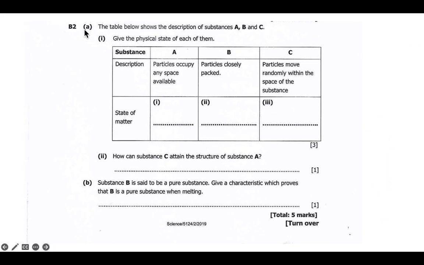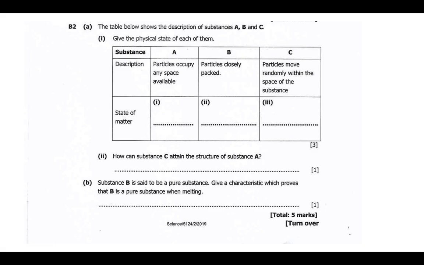So we have B2. Okay, so this is question A. The table below shows the description of substances A, B, and C. Okay, we have the first one. Give the physical state of each of them. So we have substances A, B, and C, and a description. So you have to observe carefully here, on the states of matter. So these are states of matter we have to take note of.